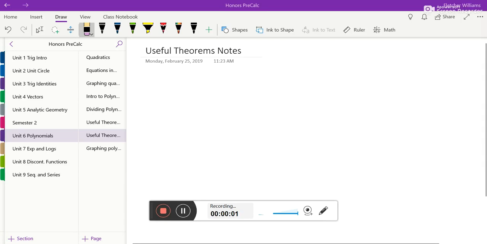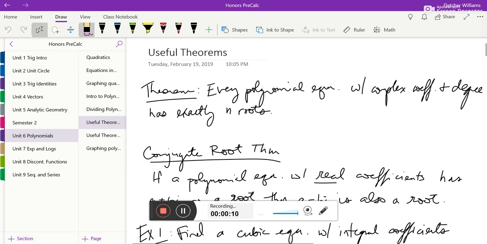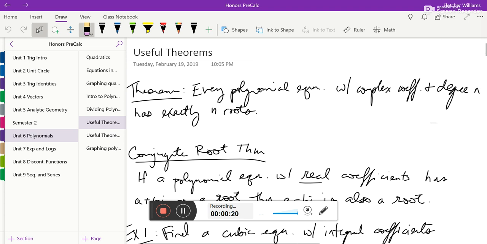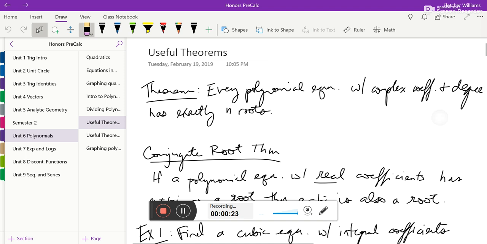Okay, so today we're going to talk about some various theorems that are going to help you to solve for the roots of polynomials. We have introduced a couple of these in class already, so just to remind you, one is that every polynomial with complex coefficients in degree n has exactly n roots. So if it's a 4th degree polynomial, it has 4 roots, 5th degree, 5 roots.